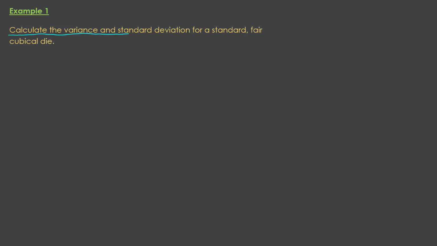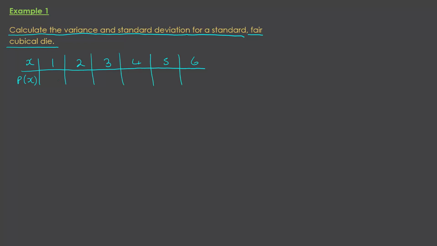Calculate the variance and standard deviation for a standard fair cubical die. So let's look at the distribution. Now this is one we should know fairly well by now. So 1, 2, 3, 4, 5, 6. And we know that all of the probabilities are 1/6.